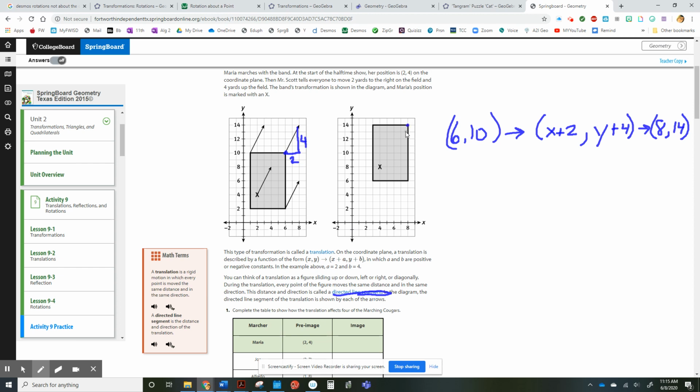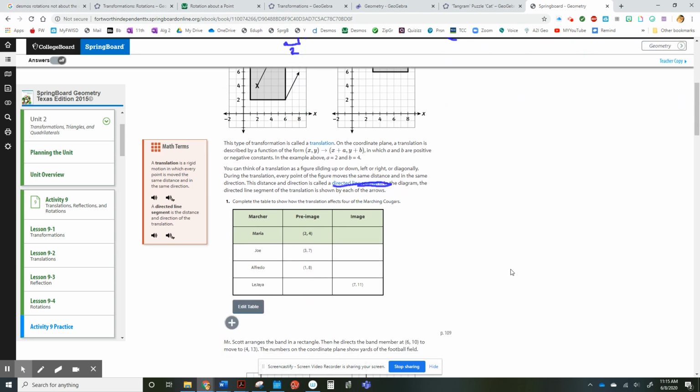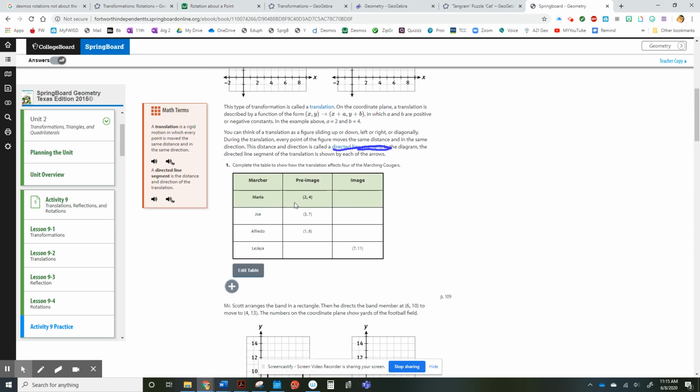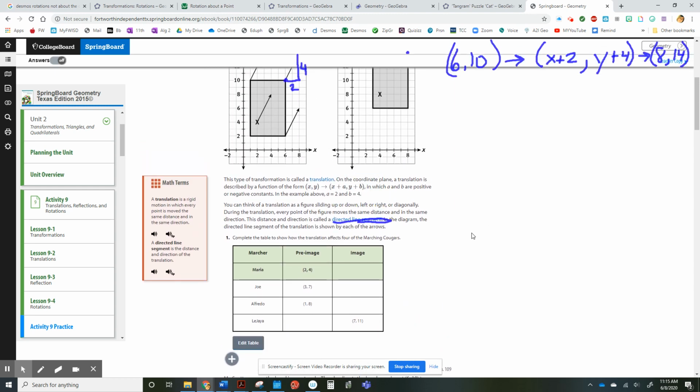All right. So, just for time's sake, I am not going to go through every bit of this. You can fill in those points. It's just exactly what we just did.